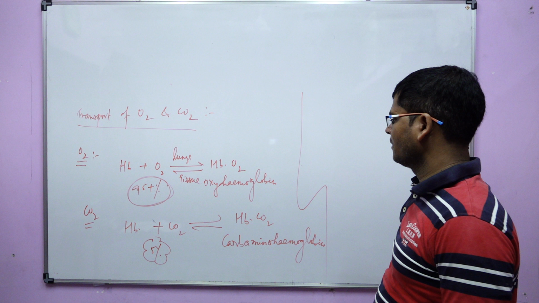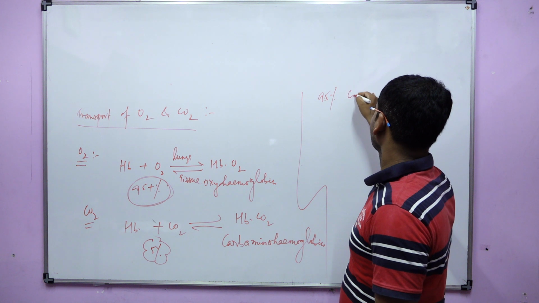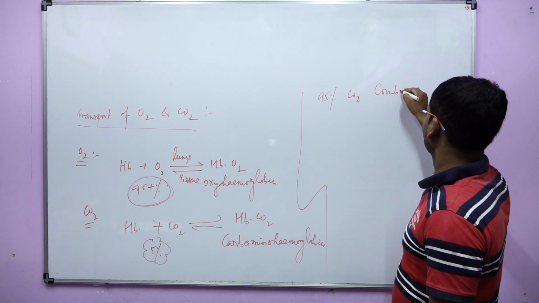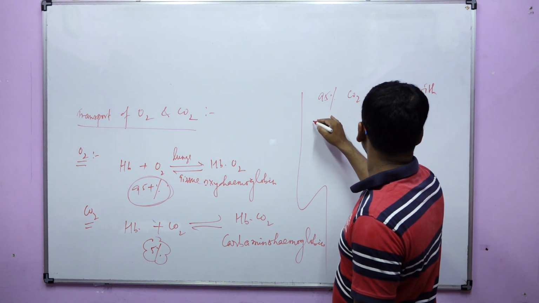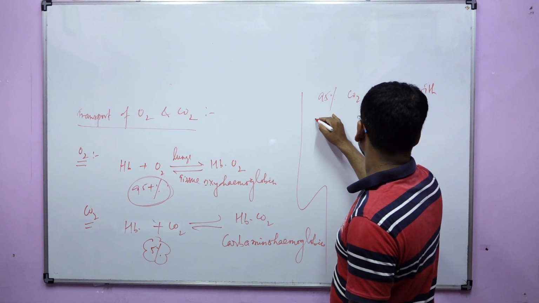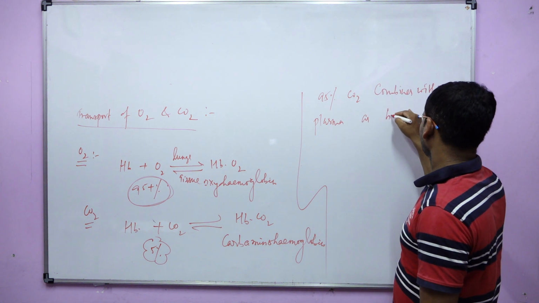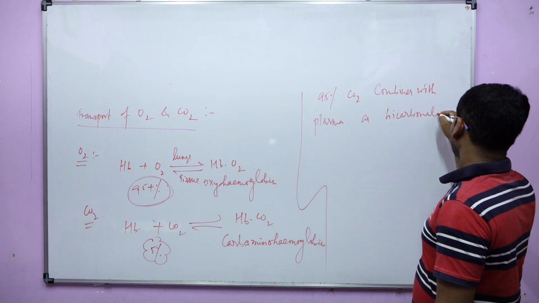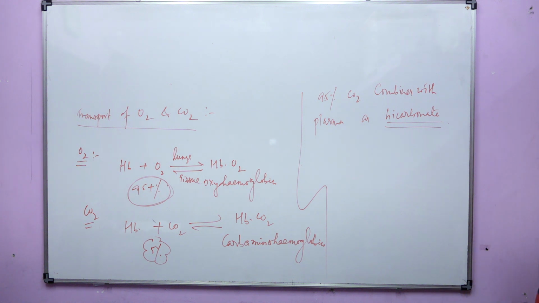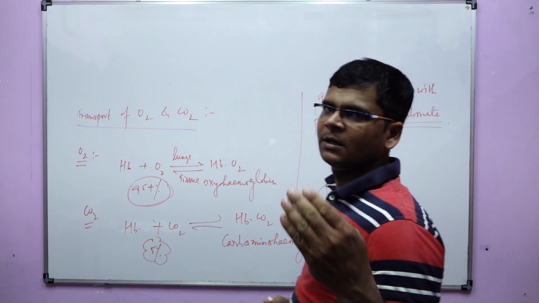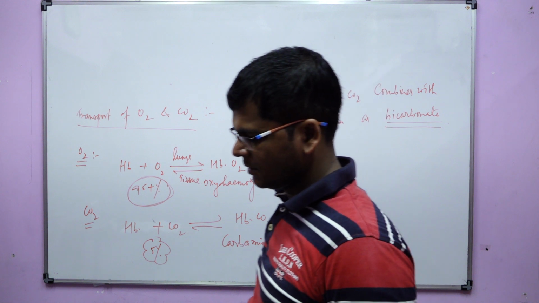Then what about the remaining? Almost 95% carbon dioxide actually combines with the plasma of our blood as bicarbonate, and then they are taken from the different parts of the body to the heart, and brought then to the lungs for oxygenation. So this is what we can understand related to this.